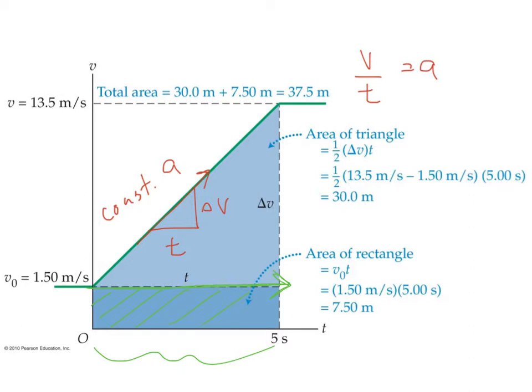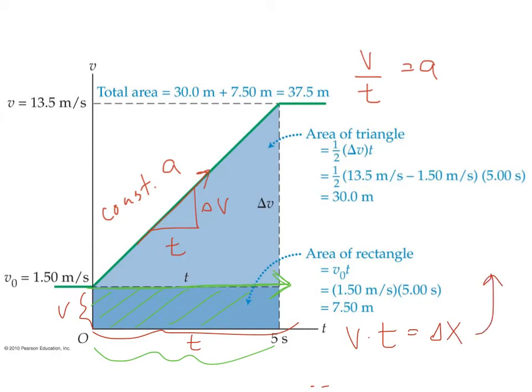To get the area, you would take this change in velocity times the change in time, right? So V times T, velocity times time. Why does that sound familiar? Oh, it sounds familiar because we know that is displacement, right?